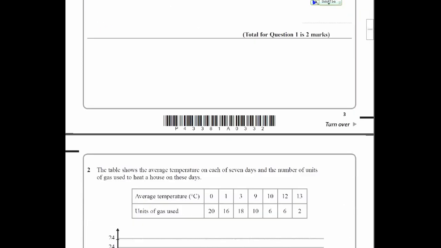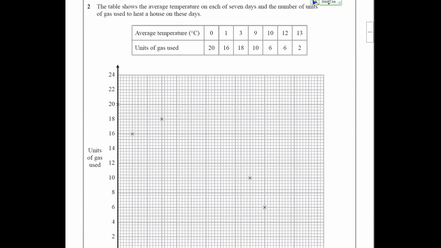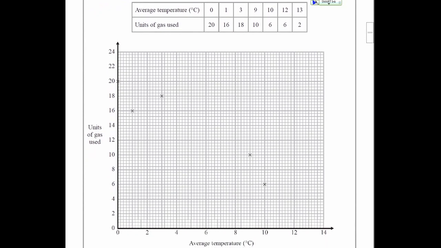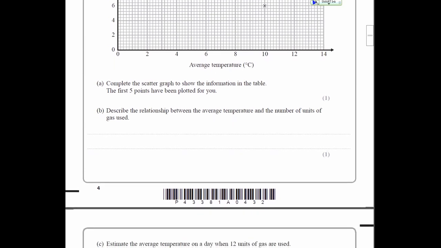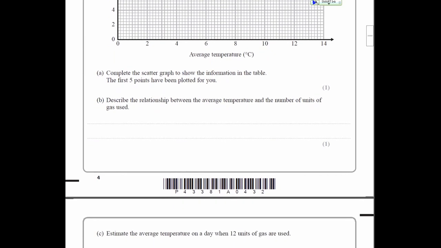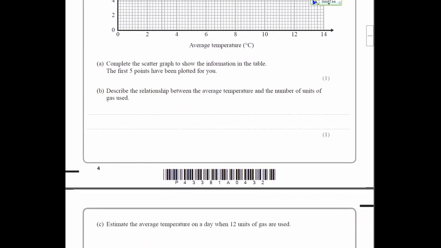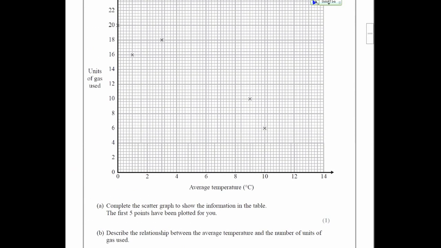Clear that off. Question 2. The table shows average temperature on each of 7 days and the number of units of gas used to heat a house on these days. And let's just look ahead to see what we're going to answer. Complete the scatter graph, show your information. And part B, describe the relationship between average temperature and the units of gas used. Part C, estimate the temperature on a day where 12 units of gas are used.